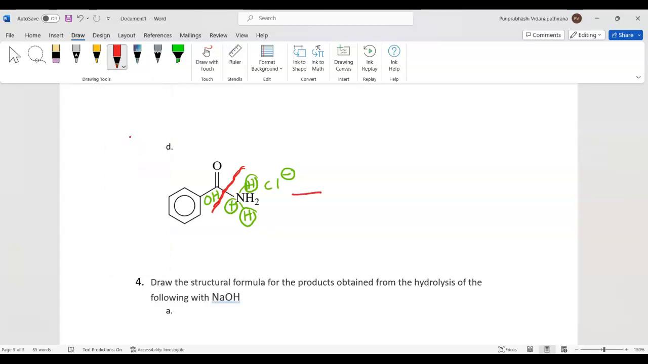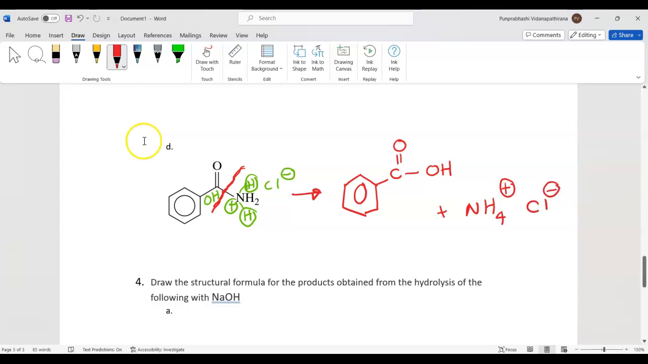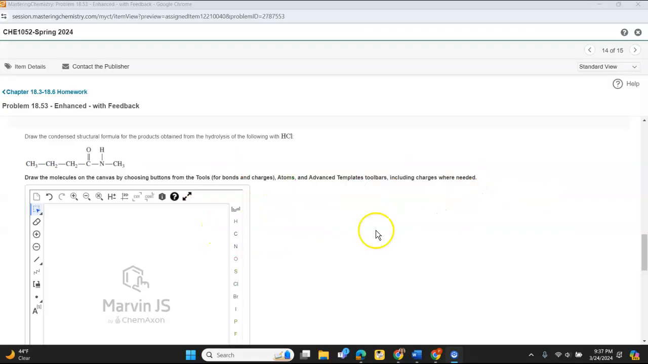Now we will see what are the products. One product would be benzoic acid. And the other product would be ammonium ion and chloride ion. Okay, so these are the two products that comes from this benzamide. This is benzamide acid hydrolysis.